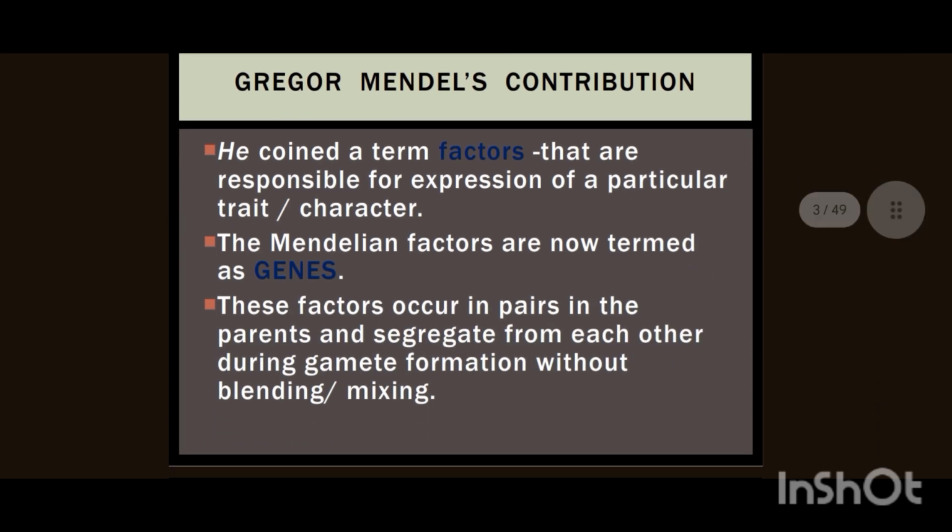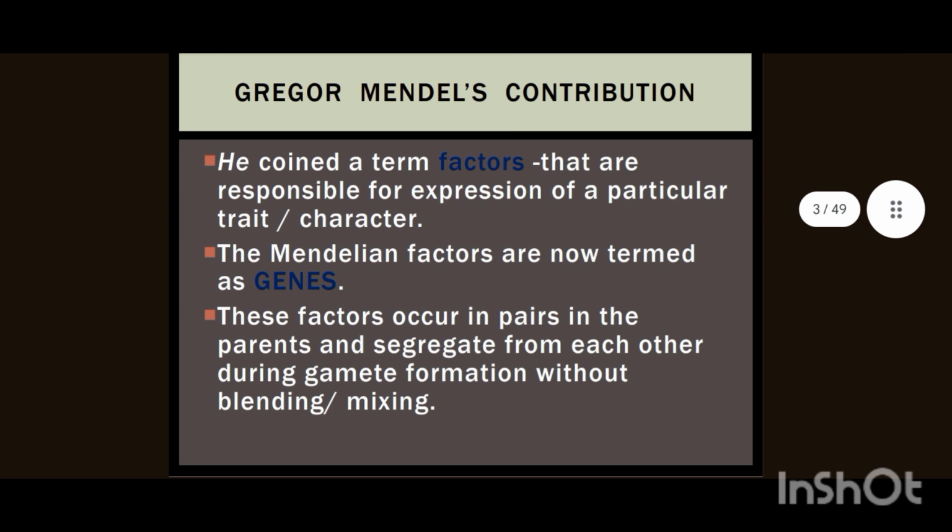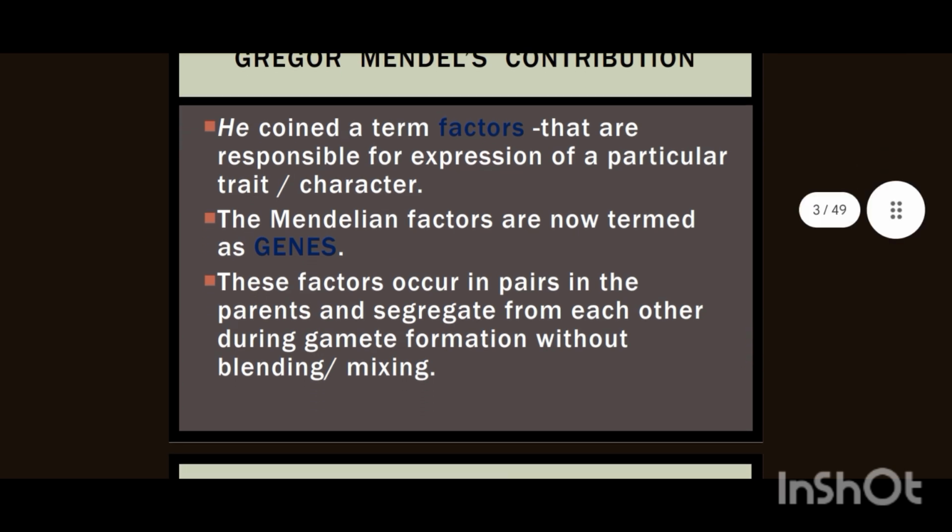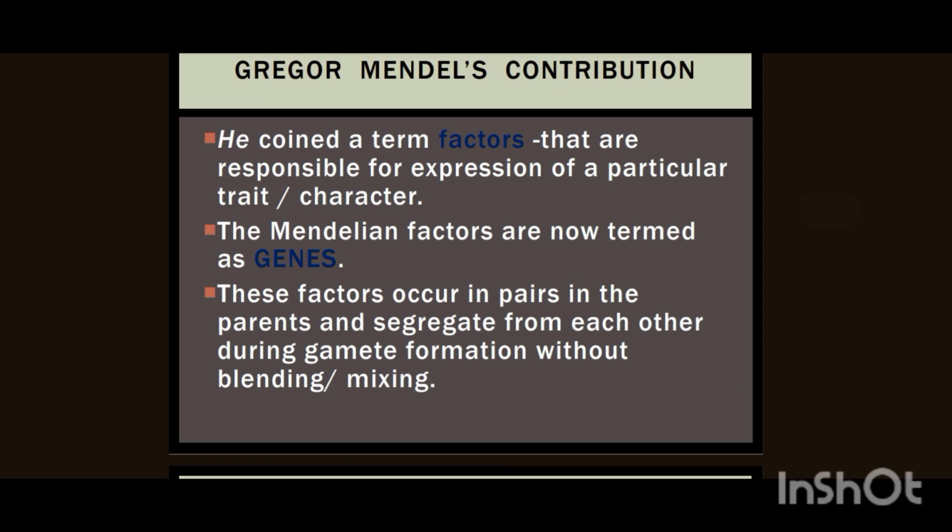Gregor Mendel's contribution: he coined the term factors that are responsible for expression of a particular trait or character. The Mendelian factors are now termed as genes. These factors occur in pairs in parents and segregate from each other during gamete formation without blending or mixing. Nowadays, the term used for factor is gene. Factor is no longer in use. Genes are responsible for inheritance of the character and expression of characters. A gene is a molecule or a segment of DNA present in an organism responsible for expression of a character. In earlier times, it was called a factor.